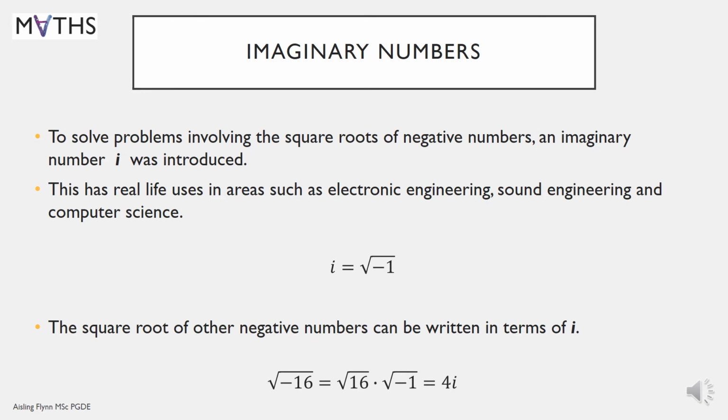Okay, so for example, the square root of minus 16, you could write it as the square root of 16 times the square root of minus 1. So separate the minus 16 into 16 times minus 1, and we do have a square root for 16, so we can write that as 4, and the root of minus 1 is i, so we get 4i.